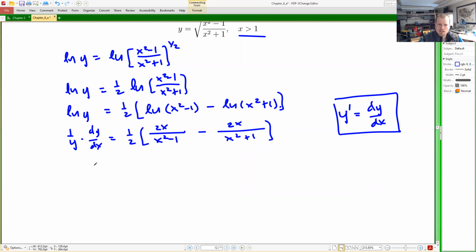So I multiply both sides by y to find that dy/dx is equal to y times (2x divided by x squared minus 1, minus 2x divided by x squared plus 1).